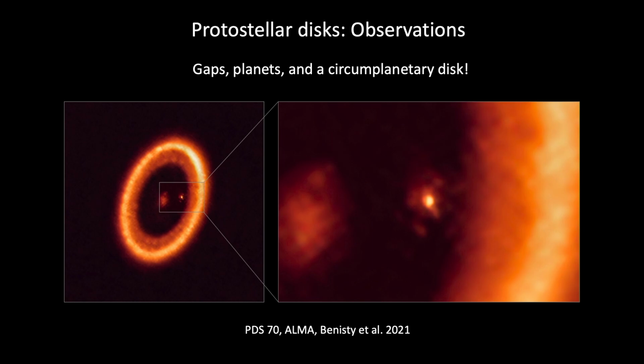So it's the first time that this has been seen, that the planet, first of all, we have planets in disk, and second, we see even how they accrete and grow. So this is a key observation and a key object of study at the moment.